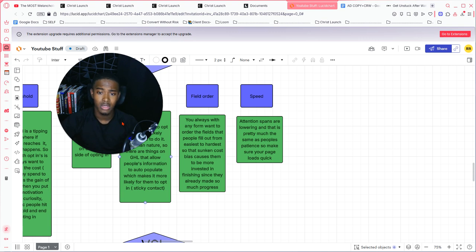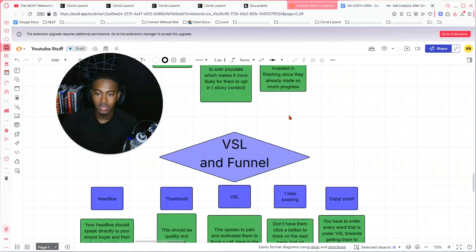Now, the next thing is field order. You always, with any form, want to order the fields so that people fill it out from the easiest to hardest, so that the sunk cost bias or fallacy causes them to be more invested in finishing, since they already made so much progress. So if you do a whole bunch of easy things, okay, they're like halfway through, so once they see that hard thing, it's not worth it to click off, because they're like, I already did this much, I might as well finish it. And that's the idea there. And then speed, attention spans are lowering, and that's pretty much the same as people's patience. So you want to make sure that your page loads quick too.